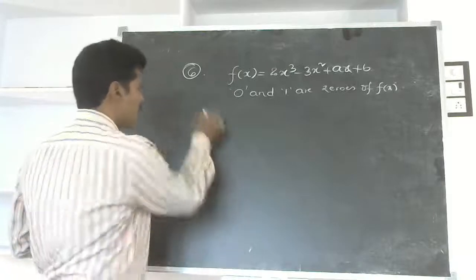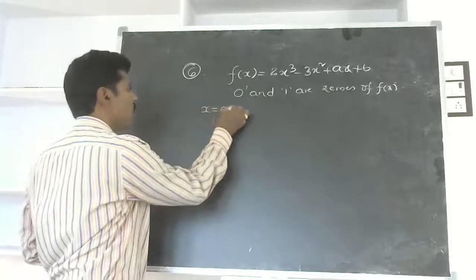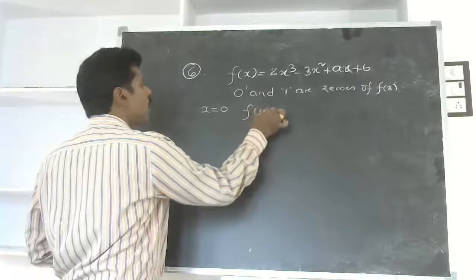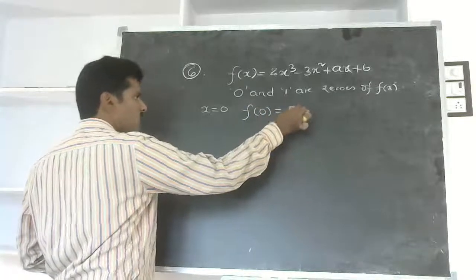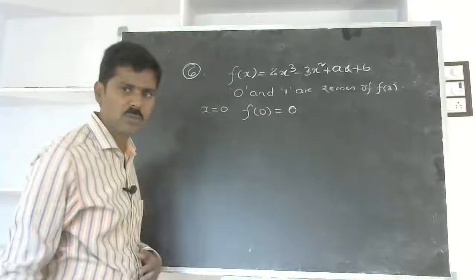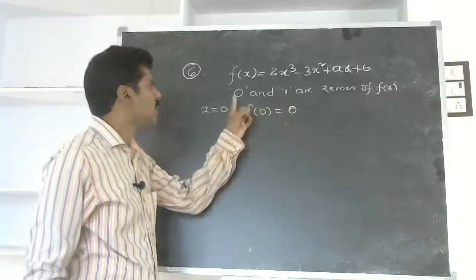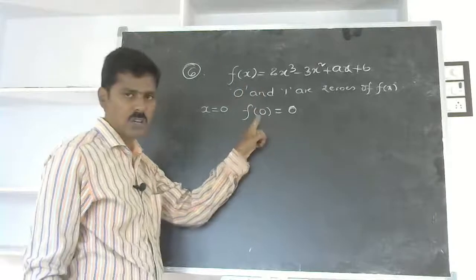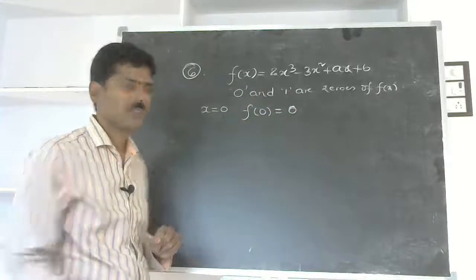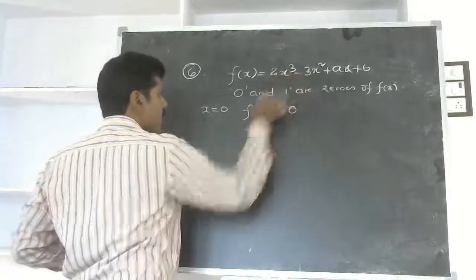That means when x is equal to 0, we have to write f of 0 is equal to 0. You can understand why I am writing 0 here. Why am I writing it? 0 is a zero of the polynomial. So in the place of x I have to keep 0, and the final value will be 0. So in all places of x I have to keep 0.